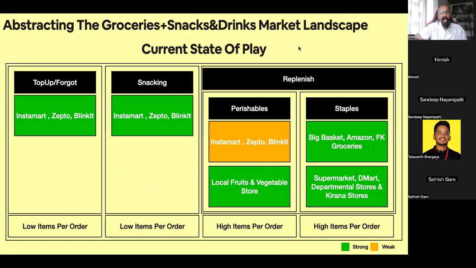So from that lens, we're trying to reframe this and ask where BlinkIt, Zepto slash Instamart are strong and weak. We know that we are strong in the topping up category and in the snacking category. But where the markets are very large and we are very weak is in the perishables category and in the staples category. So given all of these insights, what should we do next?